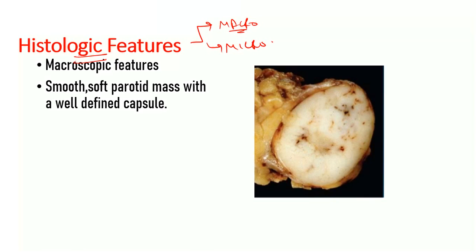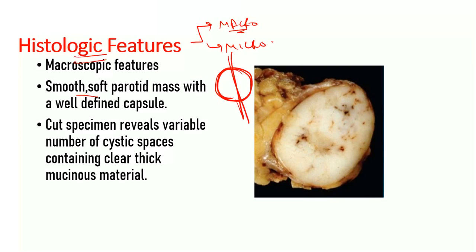Histologically, let's first look at the macroscopic features and then the microscopic features. In the macroscopic features, what we see is a smooth, soft parotid mass with a well-defined capsule. If we were to cut it, we would see a variable number of cystic spaces containing thick mucinous material, right? Because we've already studied that this is a cystic adenoma, and we would also see some mucinous material.